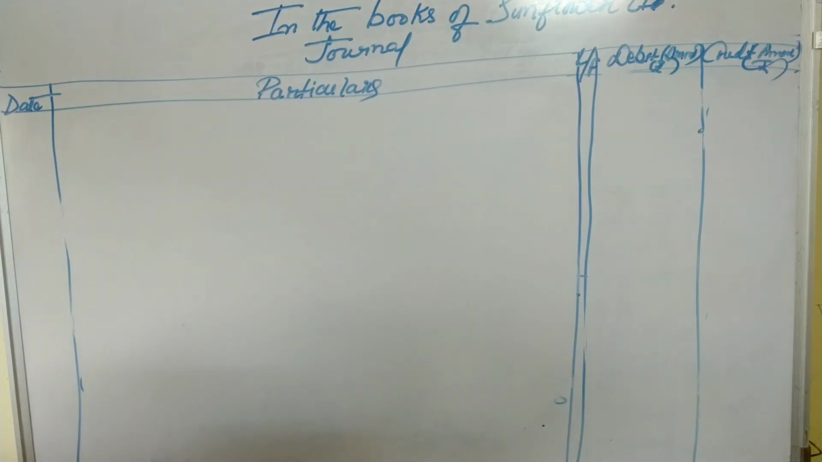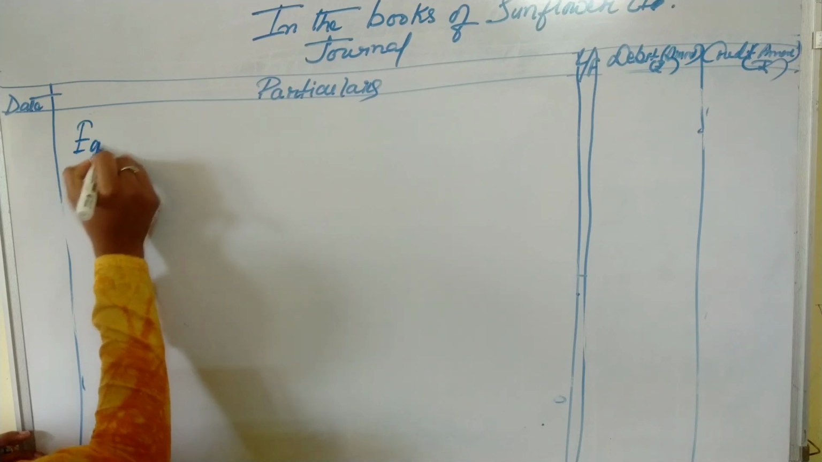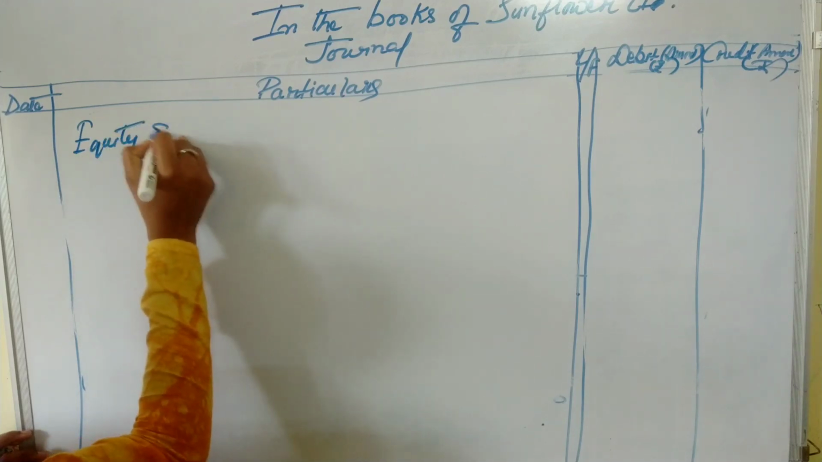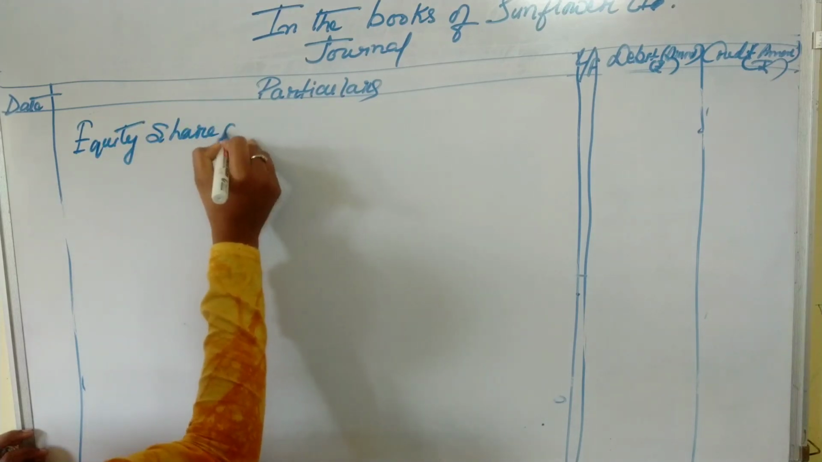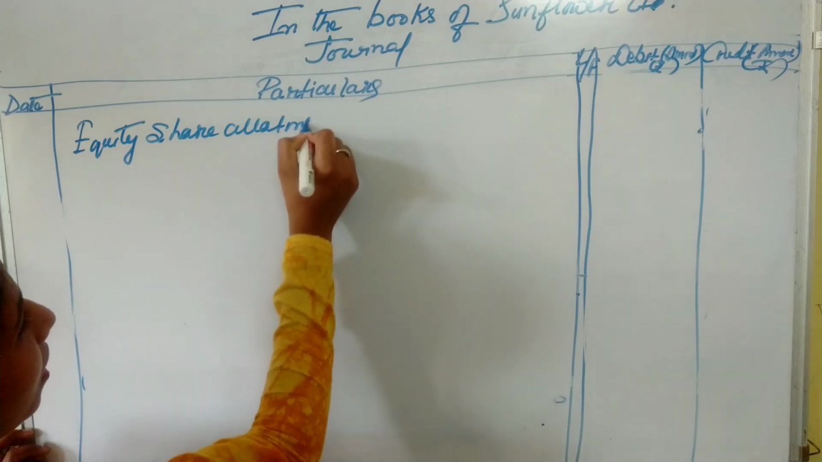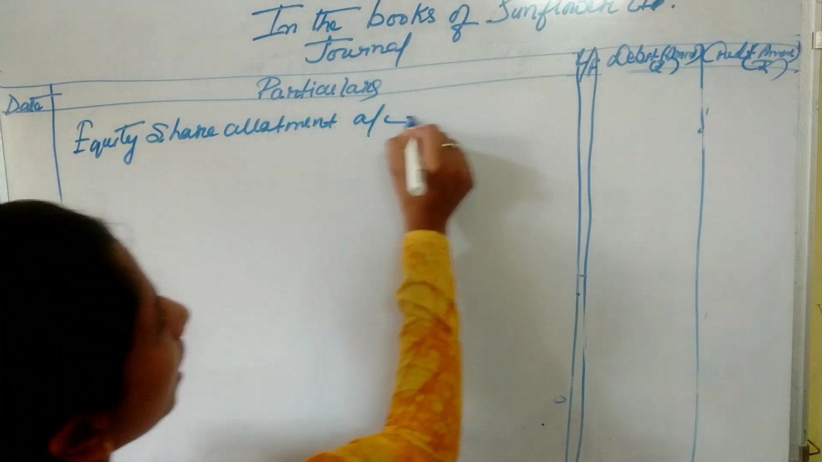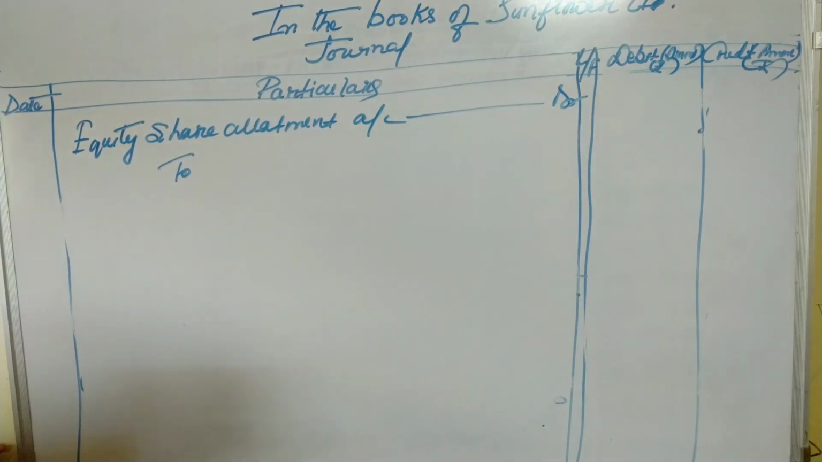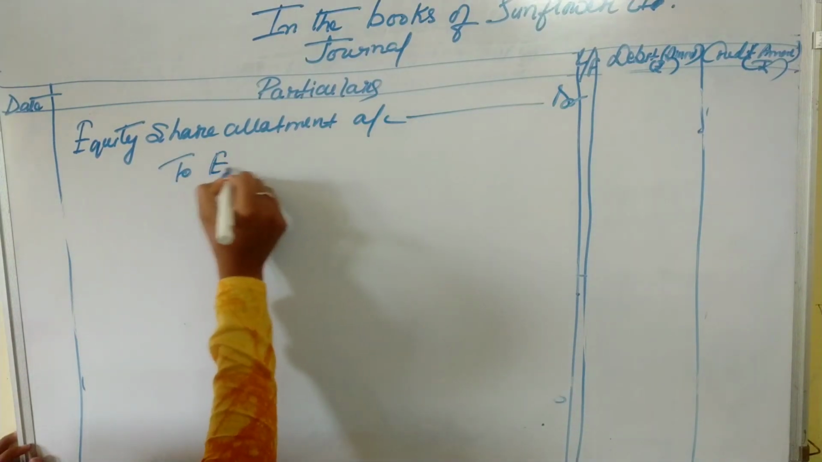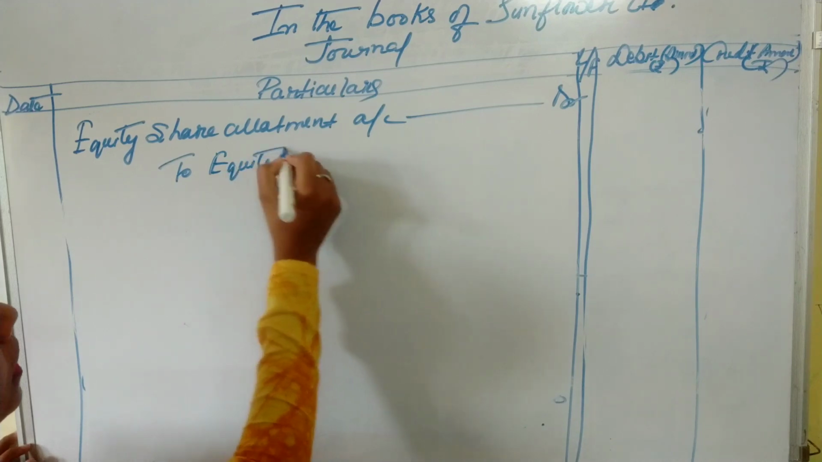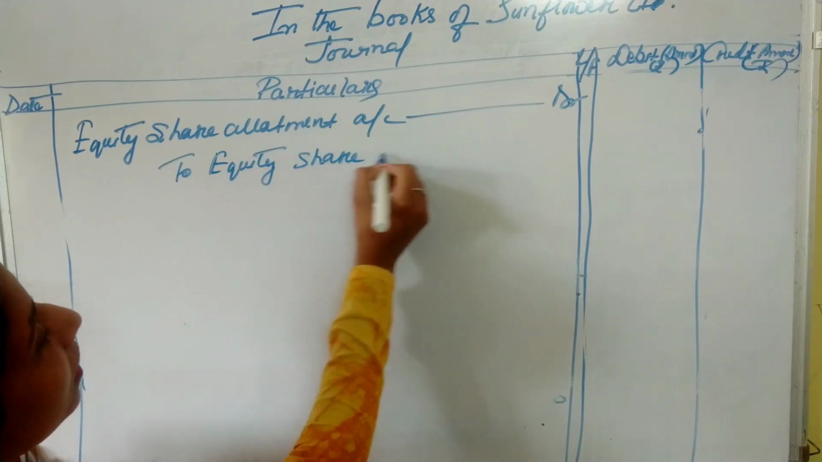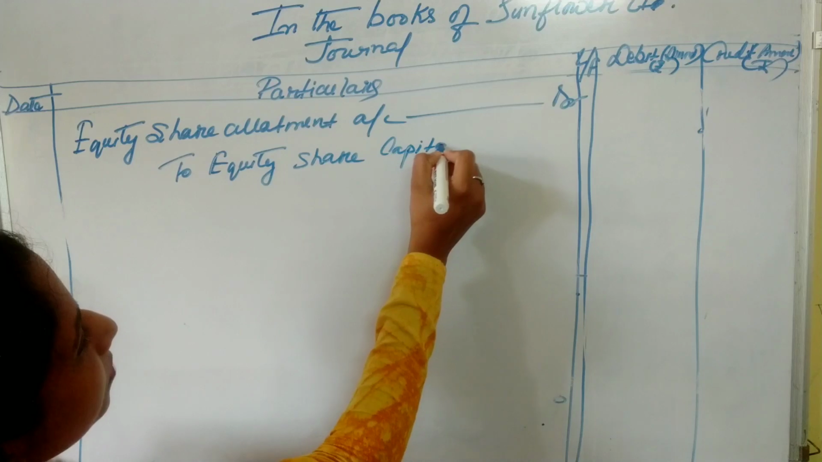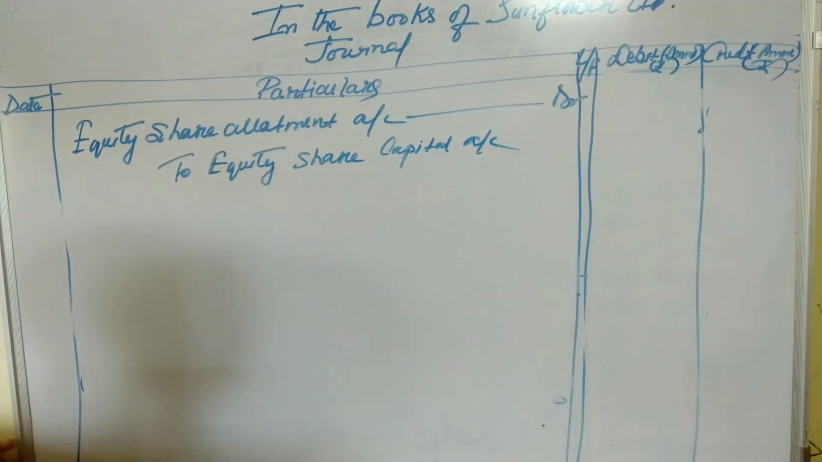So the company will give the due entry for allotment. Equity share allotment account debit to equity share capital account. So what is the numbers of shares?